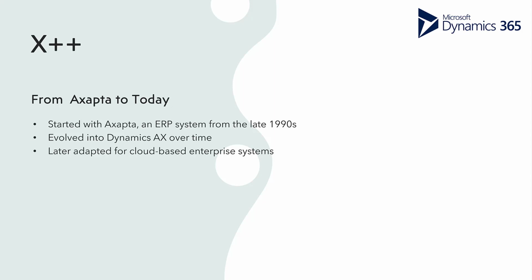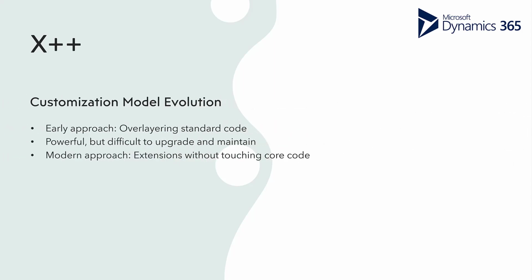In the early days, customization was done using a model called overlaying. Overlaying allowed developers to directly modify standard application objects. This was powerful, but also risky, because when you changed standard code, upgrades became difficult, merges became painful, and production issues became memorable. As the platform evolved, especially with the move to the cloud, this approach had to change.